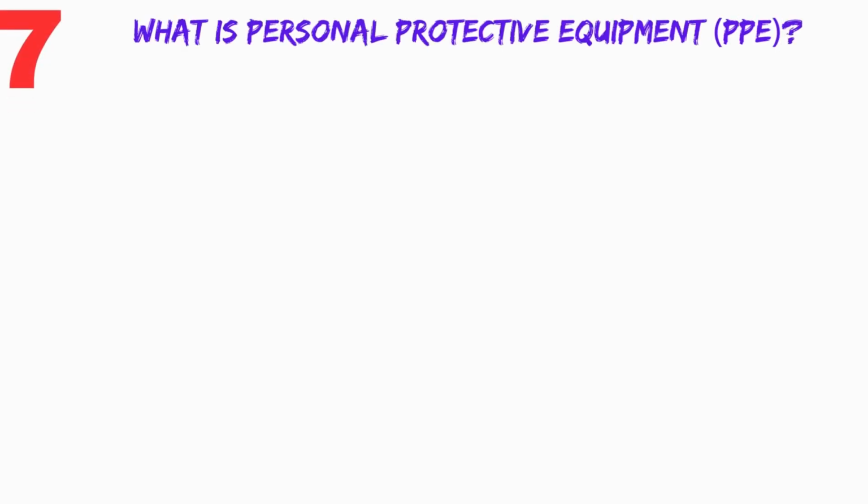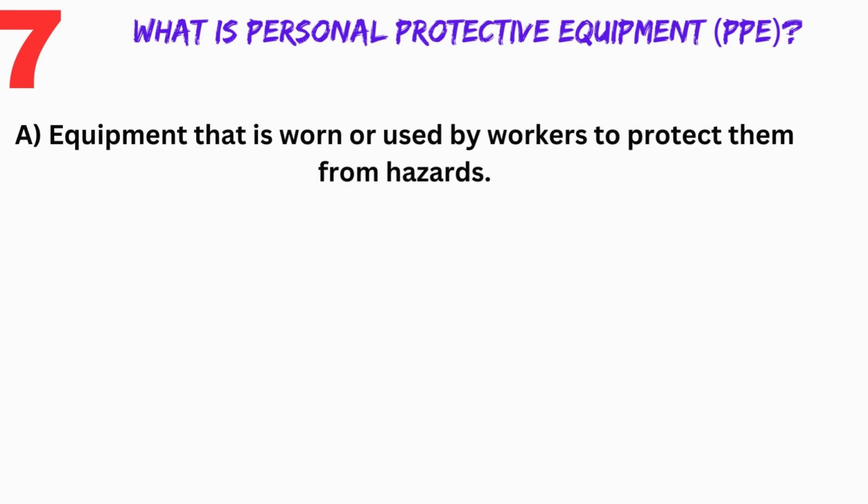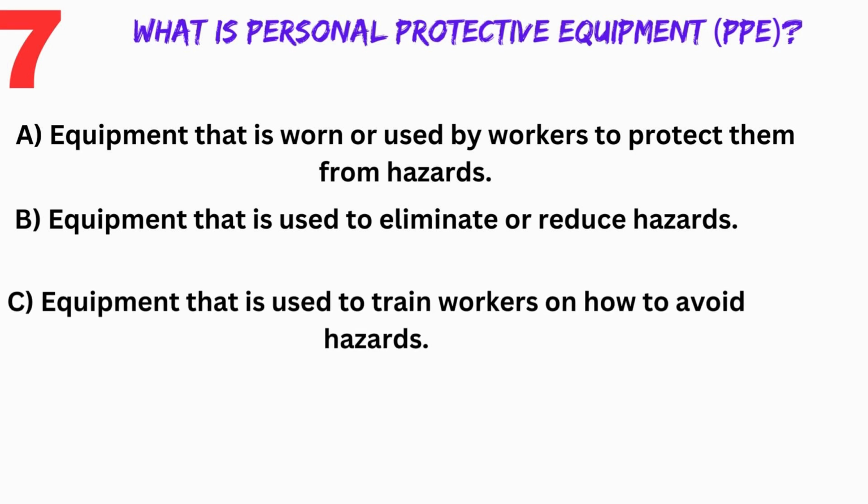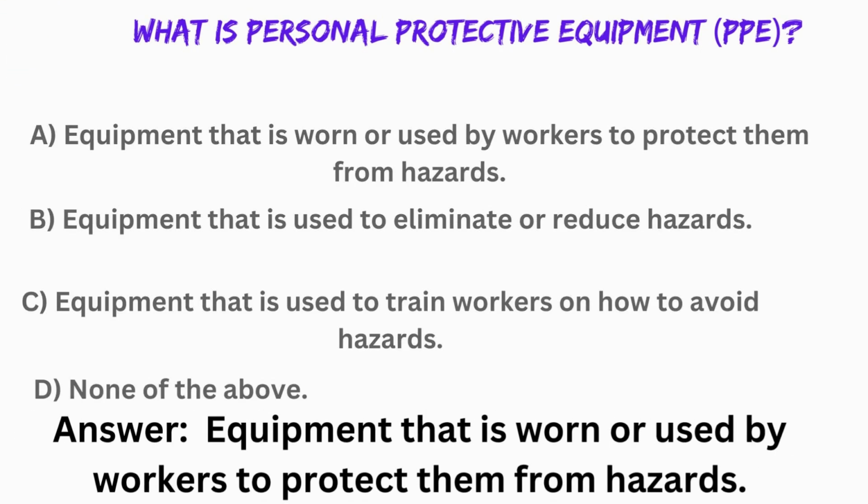Question 7. What is personal protective equipment, PPE? A. Equipment that is worn or used by workers to protect them from hazards. B. Equipment that is used to eliminate or reduce hazards. C. Equipment that is used to train workers on how to avoid hazards. D. None of the above. Answer: A. Equipment that is worn or used by workers to protect them from hazards.